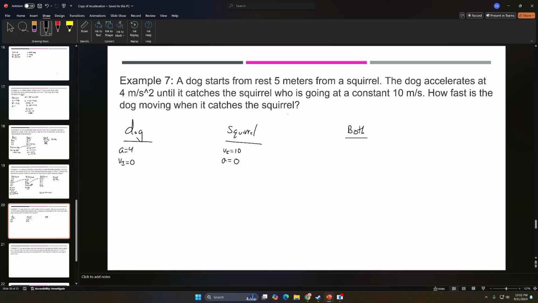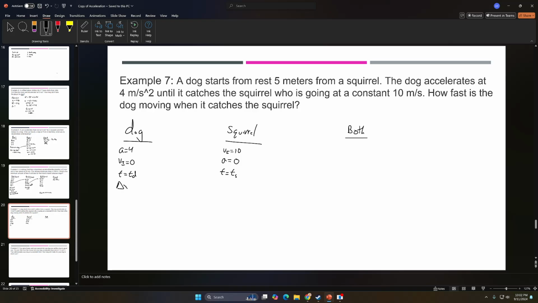Now, you might be like, okay, Aiden, you told me something the other day. You told me you need 3 variables to find a fourth. I've only got 2 for each of them. Why don't we just give up now? No, we can't do that. This is solvable here. So we're going to do something here that's not necessary for this problem, but it will be for other ones. So let's say the dog's time is just the time for the dog, and the squirrel's time is the time for the squirrel.